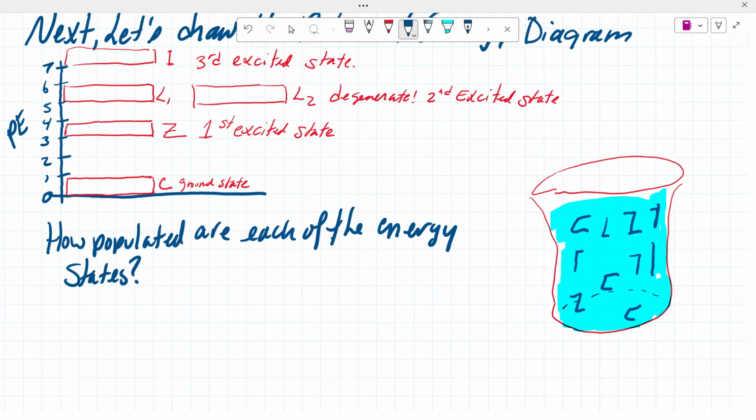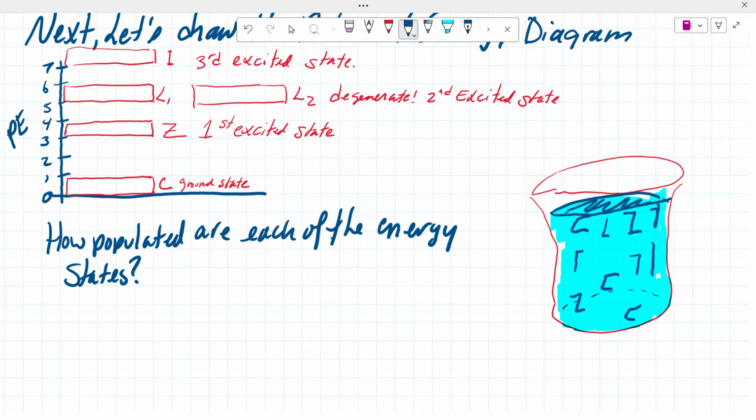So intuitively, we probably have the idea that the ground state would have the most population, and the highest excited state, which has the most energy, is going to have the greatest instability or the least peptides in that conformation. And so that's exactly correct. But what if we actually wanted to be quantitative about this?